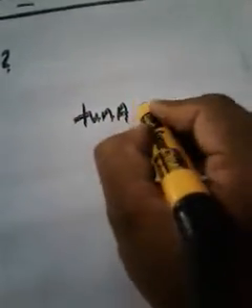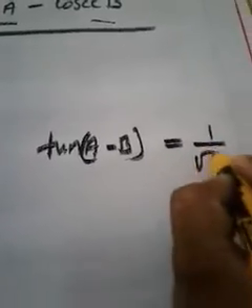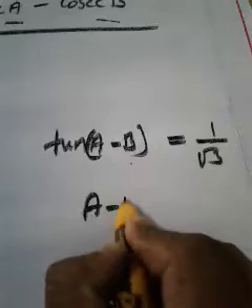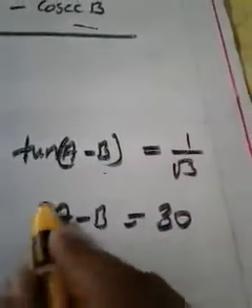Yes. And which is the next information? Tan of a minus b is equal to 1 by root 3. That means tan of something is equal to 1 by root 3. Then what will be that something? Tan of which angle will give you 1 by root 3? Think about the table. Yes, 30 degree, because tan 30 is only will give you 1 by root 3.